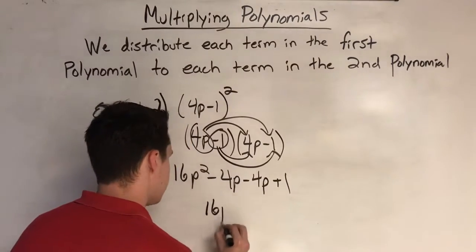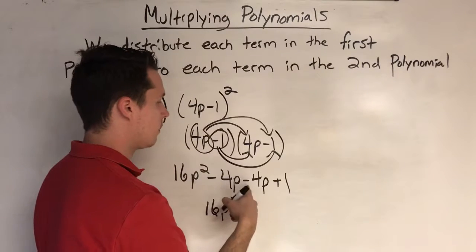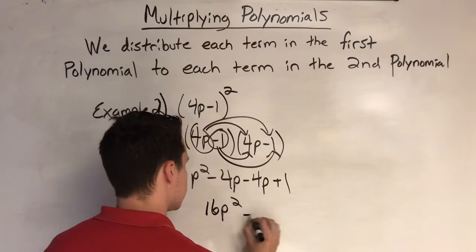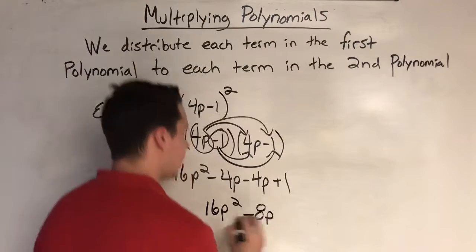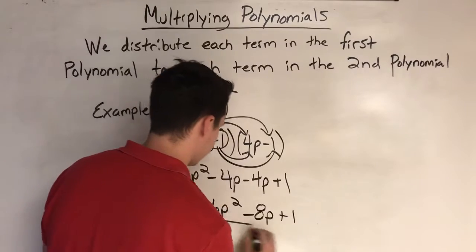So we got 16p squared. There's no other squares. Now negative 4p minus 4p. So that's going to be minus 8p. Negative minus a negative. And then plus 1. We're done.